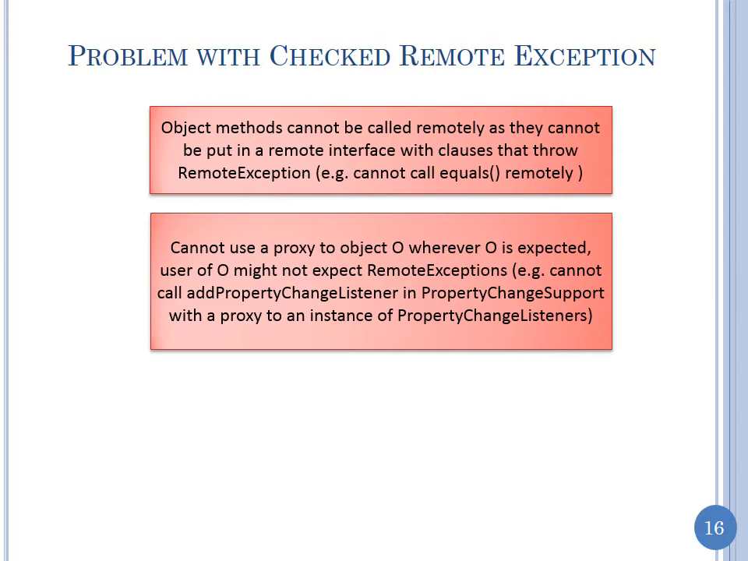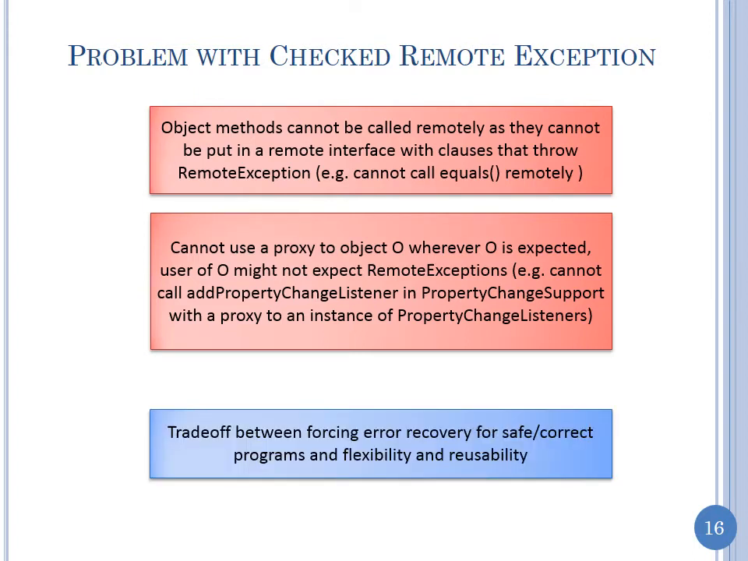So checked remote exceptions have advantages, but I want to point out the cons also. Almost any design decision we make has pros and cons. Here are the two cons of trying to make sure that these exceptions are checked. So there's a trade-off between forcing error recovery for safe and correct programs, and flexibility and reusability. And you can argue that, in today's world where security is important, we don't want bugs in programs because they can be exploited to create security issues. So it's okay for programmers to sweat more and for us to lack some flexibility.